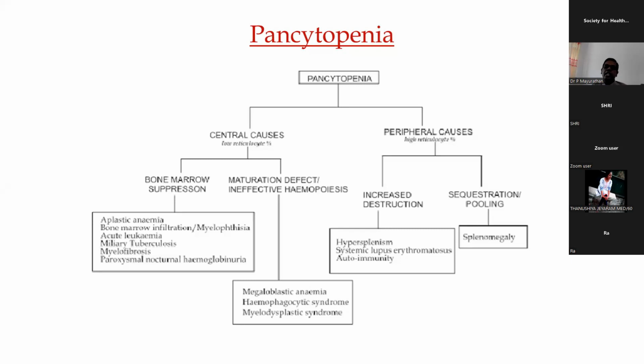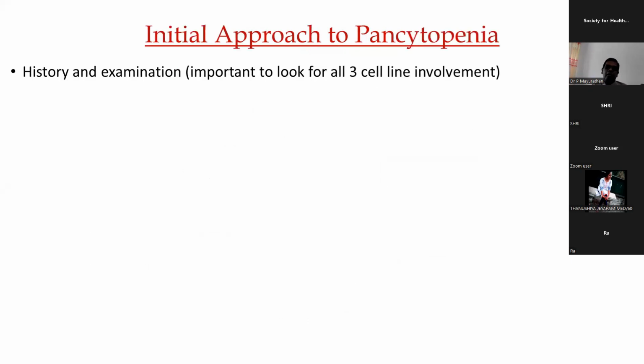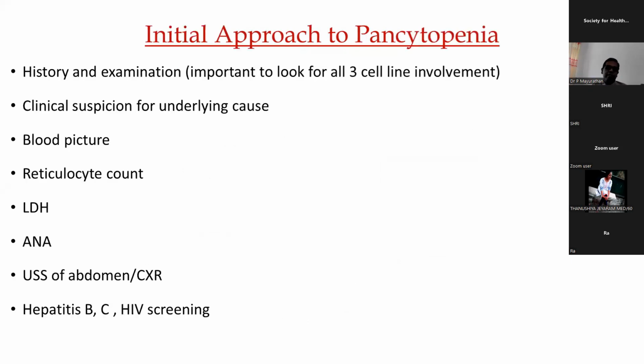Anyway, your investigation is going to be full blood picture and retic count. Then we do other investigations depending on our suspicion. History and examination as usual, very important to evaluate all three cell line involvement. And with the history and examination, we might come to a certain differential diagnosis. What could be the possibility? Then your other investigations are going to be blood picture, retic count.